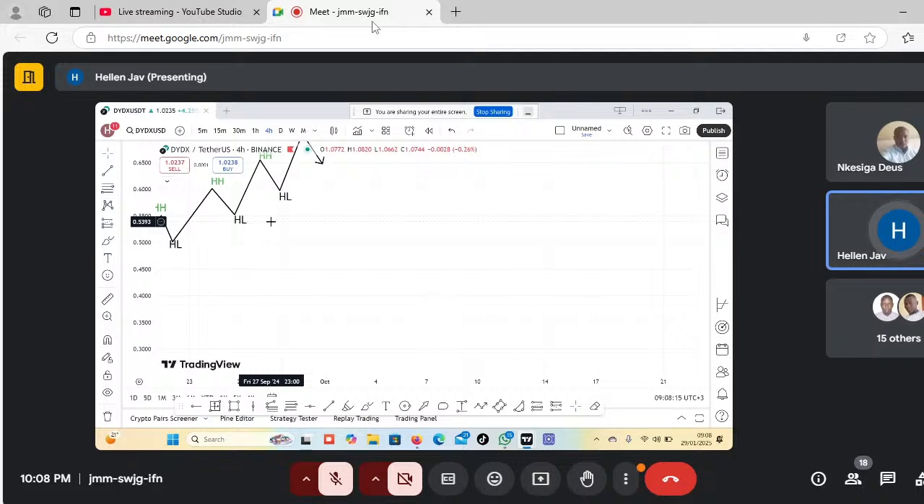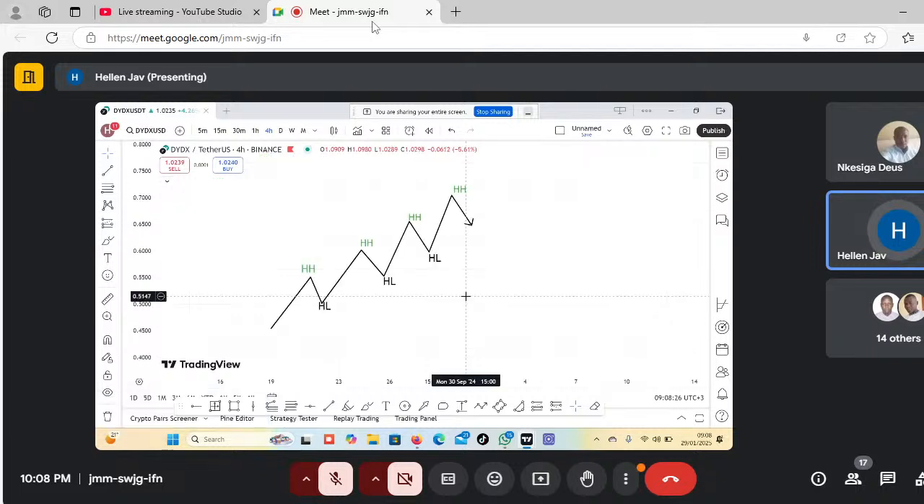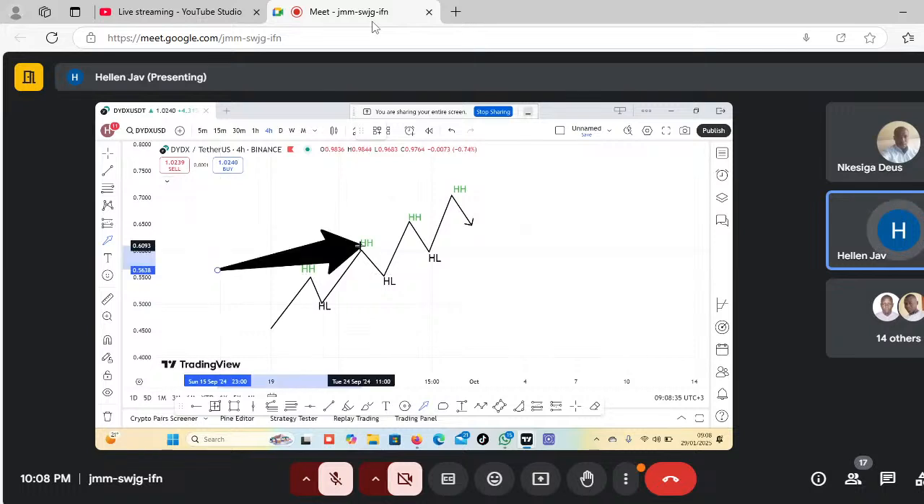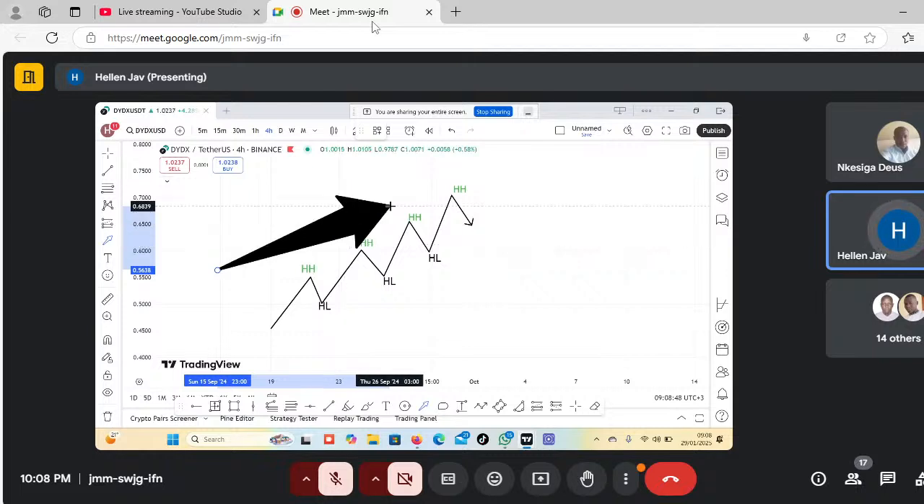So here I have my drawing for the upward trend. Remember, for us to confirm that something is in an upward movement, we have to be forming these higher highs. You're seeing them. We have to be having more than two higher highs. One higher high can never confirm that the market is in an uptrend. So if we get two and above, that confirms we are in an uptrend.